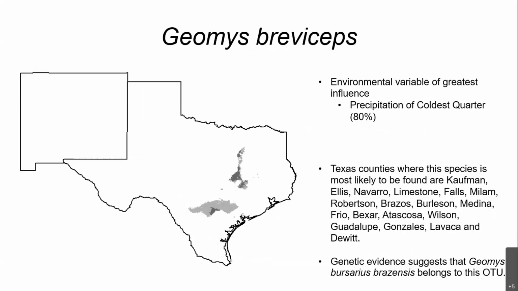Similarly, with Geomys breviceps, counties where they're most likely to be found, again, kind of in the eastern portion of the state, and genetic evidence suggests that Bursarius brazensis possibly belongs to that OTU.